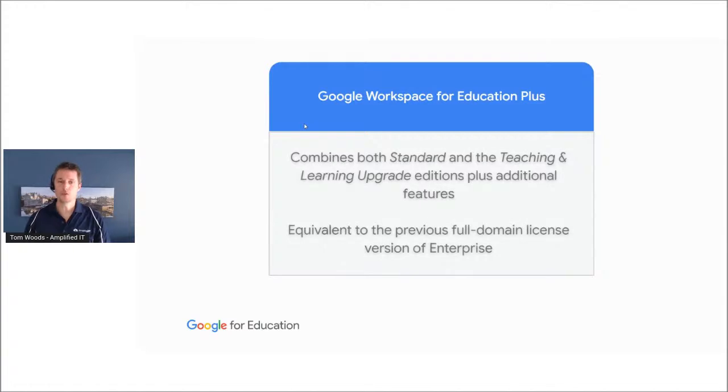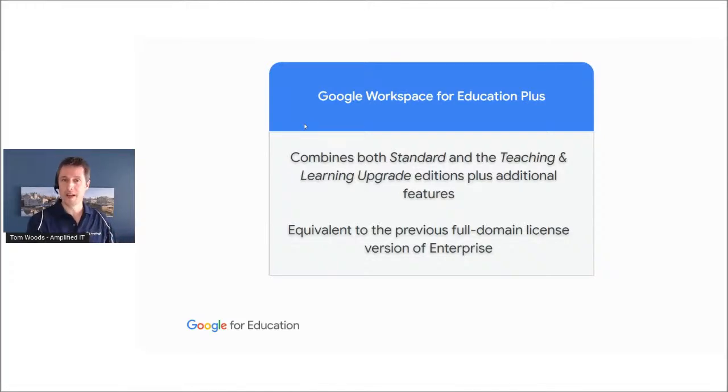All right, so then that leaves us with Google Workspace for Education Plus. In layman's terms, it's really the combination of the Standard Edition and the Teaching and Learning Upgrade. But if we were to check out that compare versions chart we referenced before, that you can follow that link to, there are also some other features that are only part of the Education Plus edition. Things like Cloud Search, some other features as well. So it is the combination of the two, but it also includes some other features. But it is the direct equivalent or replacement for full domain Enterprise for Education that you may have now.